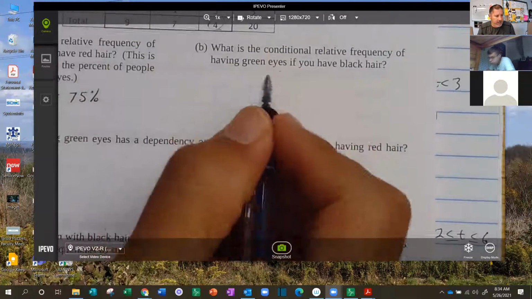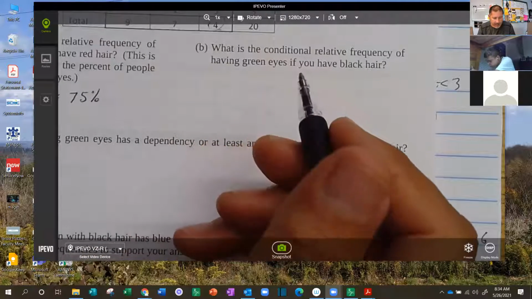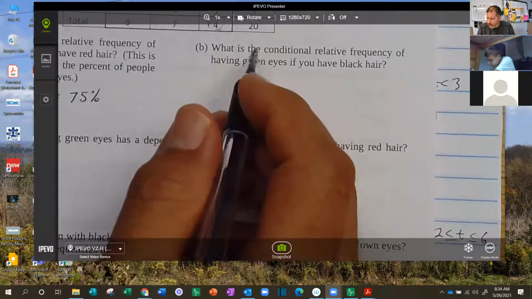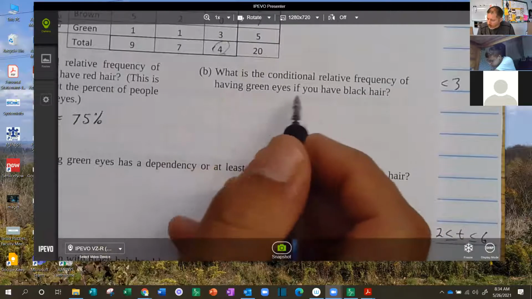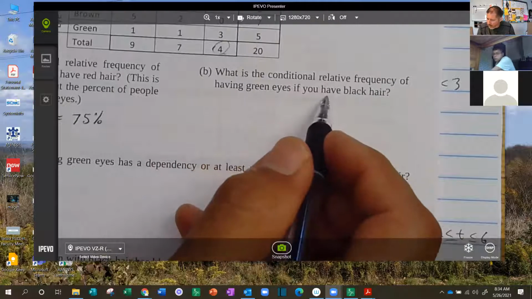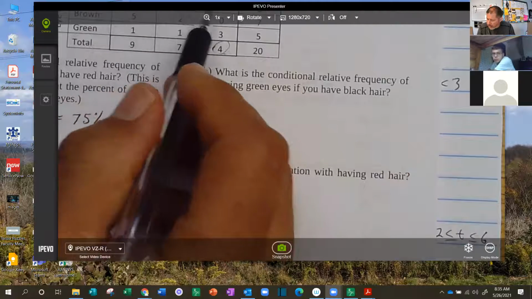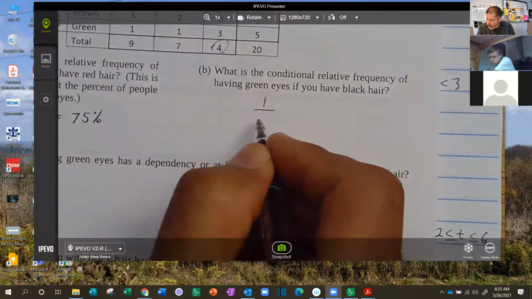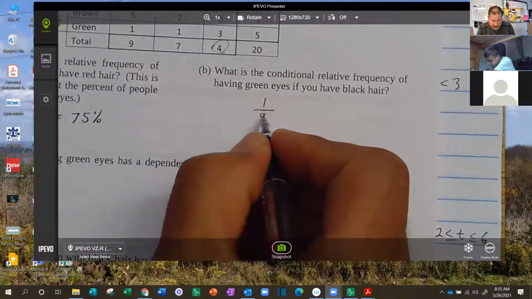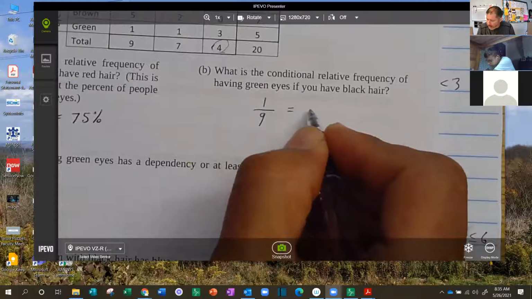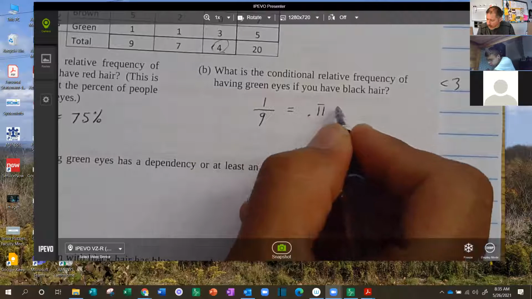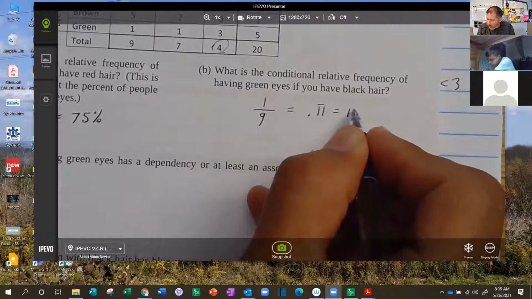Okay, what is the conditional frequency of having green eyes if you have black hair? Well, that's really an interesting combination. So of having green eyes if you have black hair, I need to look under the black hair column. Okay, and only 1 out of the total 9 people who have black hair have that. And when I do the math there, it turns out to be 0.11 repeating, which is equal to 11%.